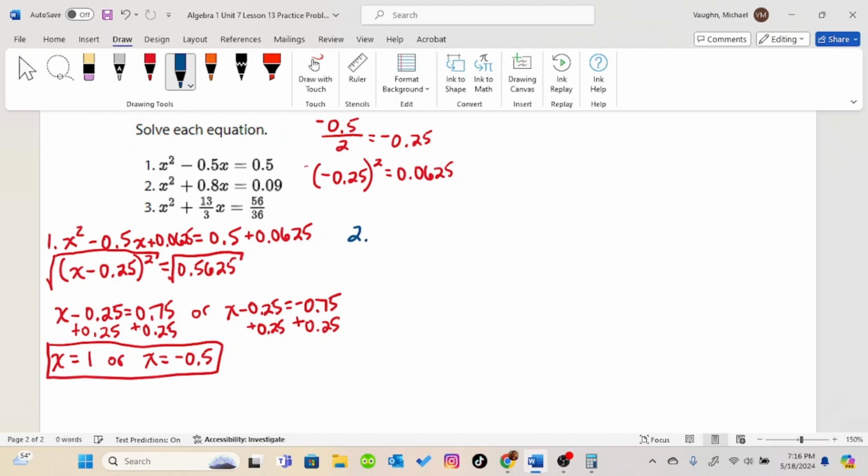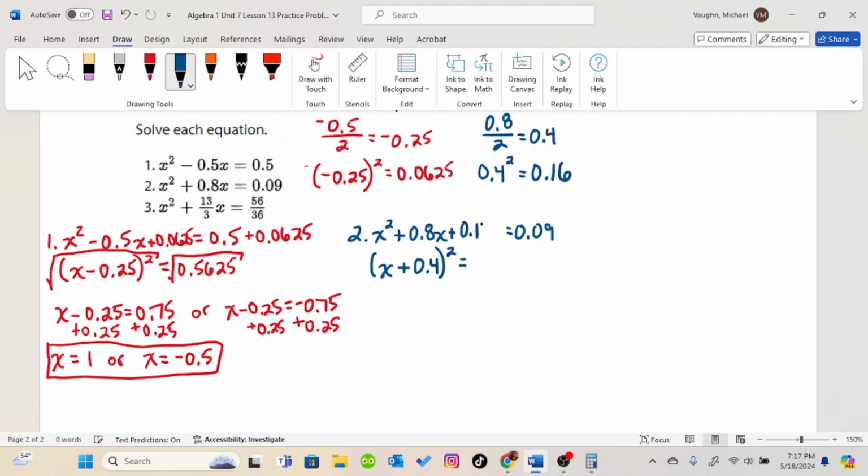In number 2, we're going to do the same thing. We have x squared plus 0.8x, leave a space, and that equals 0.09. We're going to use the 0.8 and divide it by 2. That equals 0.4. That's what will go in our factor, x plus 0.4 squared. Now we're going to take 0.4 and square it, and that will be 0.16. So that's what we're going to add to both sides. So now x plus 0.4 squared is going to equal 0.25.